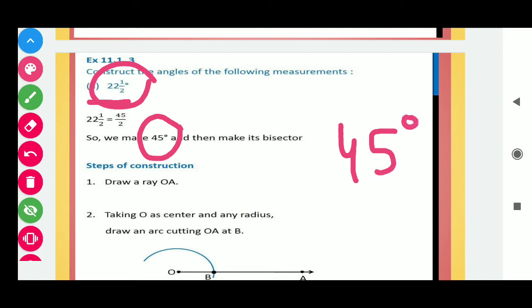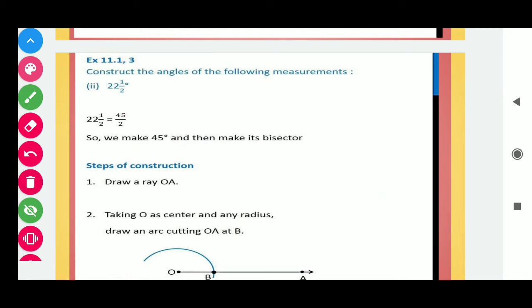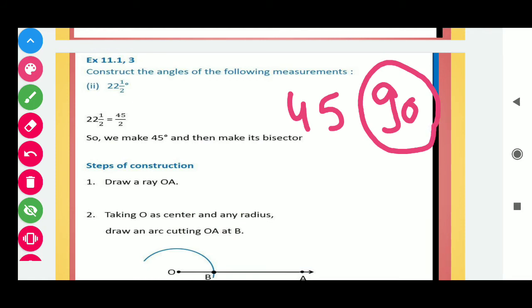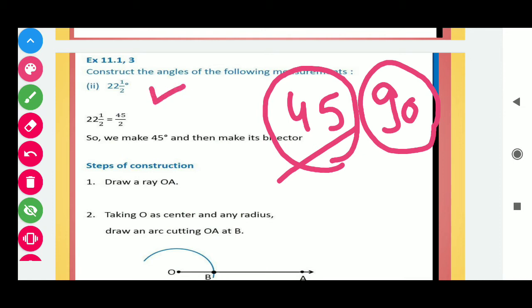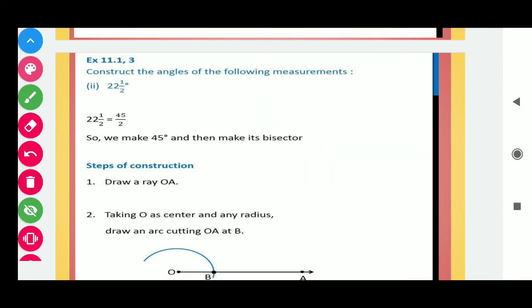But students, in the previous session I explained how to construct 45-degree, because 45-degree is half of 90-degree. So in this way we first construct a 90-degree angle. After that divide it into two parts by using the bisector method. We construct 45, and again using the bisector method we construct the 22.5-degree angle. So let's start with the rule. Steps of construction: draw a ray OA.